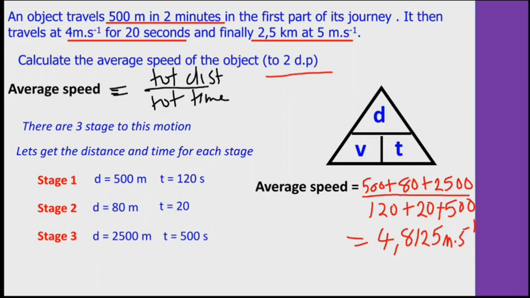So I'm going to focus on this digit here, the third digit after the comma, which is a 2. Since that number 2 is less than 5, I'm going to leave my answer as 4,81 meters per second. So that's it, guys. That's the introduction to speed, distance, average speed, how you can do it. Remember, to calculate the average speed, you need the total distance and the total time.